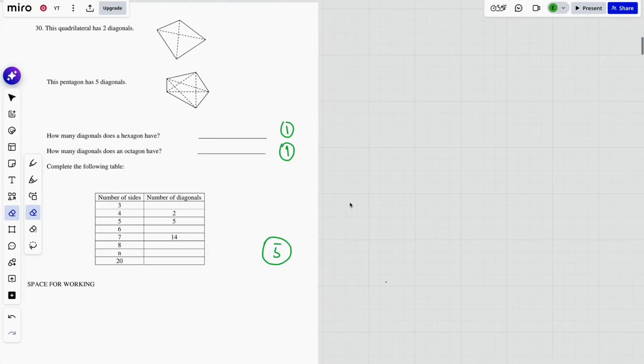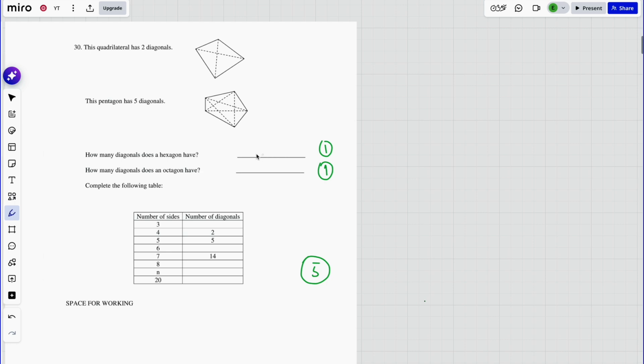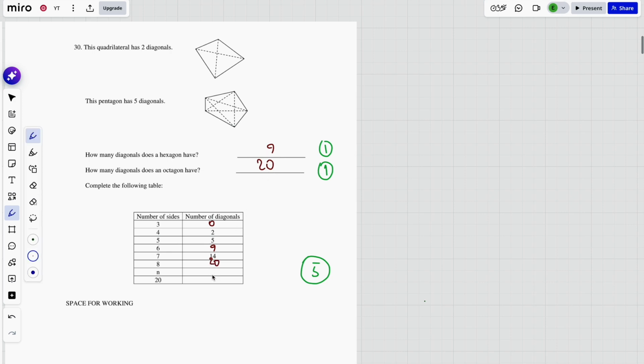And finally, question 30, the answer should look like this. We want 9 here, we want 20 here, and the table should be 0 here, 9 here, we've already done that, 20 here, again, we've already done that. There should be 170 in the last box, and here I'll write it. I would write it like this if I were you to fit it in more nicely, but it's n times n minus 3 divided by 2. Yes, so I explain all of this in my other video.